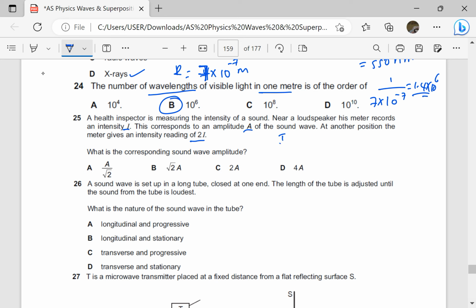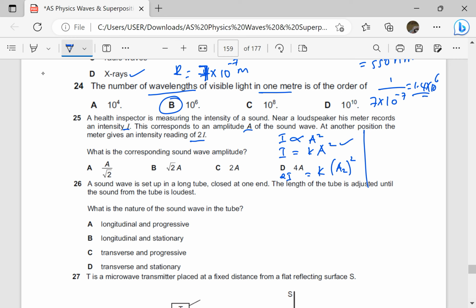So we know intensity is directly proportional to amplitude squared. So when the intensity is I, this should be equal to a constant times amplitude A squared. When the intensity is twice I, this should be equal to a constant times the amplitude, where we shall put A2 squared because it is not known.